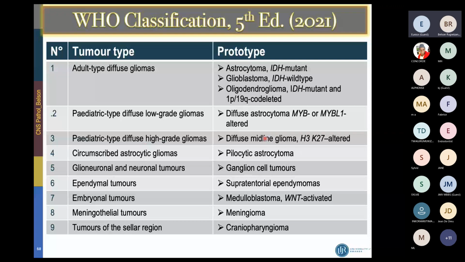Circumscribed astrocytic gliomas, here we have a pyrocytic again. Ganglioneuronal and neuronal tumors, and who has some ganglion cell tumor. So these two have free neurons ubwazo. So tumors arising from the ependymocytes have ependymomas. Embryonal tumors, you have medulloblastoma.